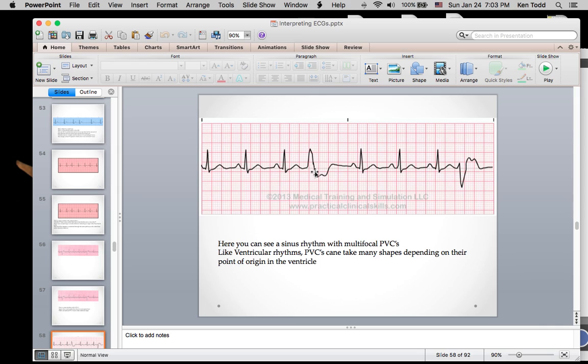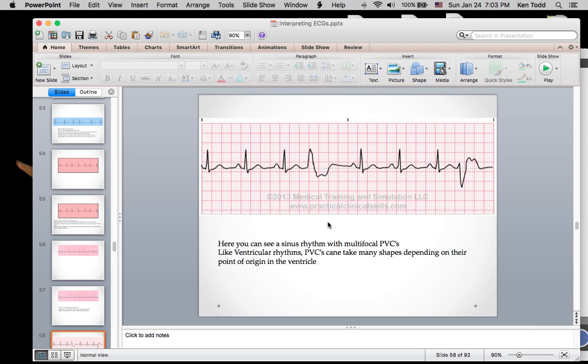But there are 2 completely different morphologies, which means different appearances. So these are not coming from the same place in the heart. The fact that this one is so positive and this one is so negative tells me they're coming from 2 very different areas in the ventricles, which signifies a bigger problem. It means I have more ischemia going on. So this is a much more serious, or potentially much more serious problem than the unifocal PVCs.